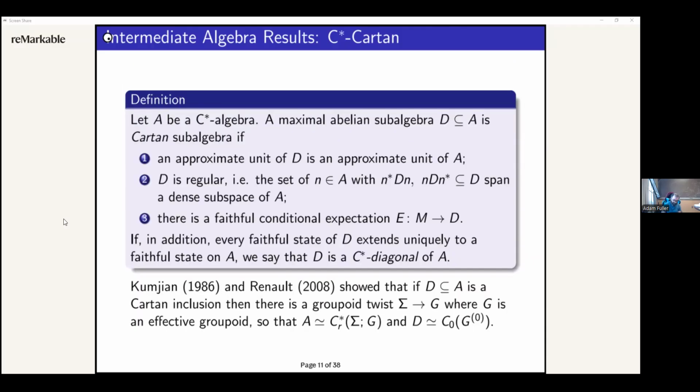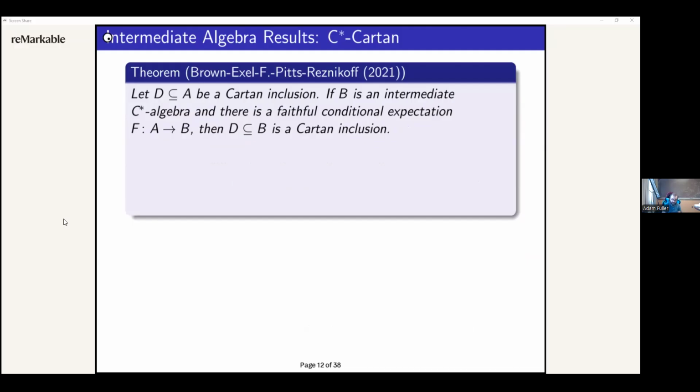You can then ask the question: if I have a Cartan inclusion and I have something in between, is this in-between algebra Cartan? In the von Neumann algebra setting, the answer was yes, due to Aoi. But it's more difficult here. This was a problem looked at by myself, Allan Donsig, Pitts, and Reznikoff. We showed that if we have a D inside A Cartan inclusion, and if we have a C-star algebra in between them, with the additional property that it is in the range of a conditional expectation, then it's Cartan.